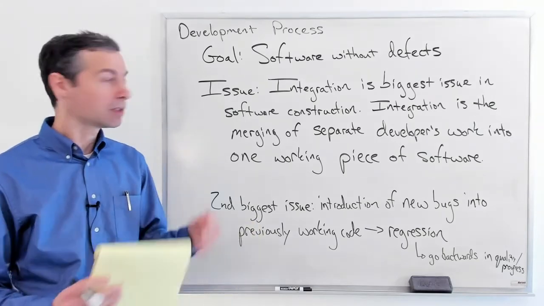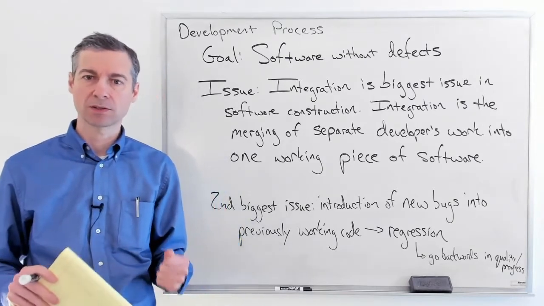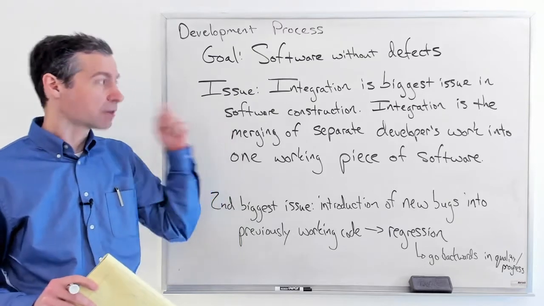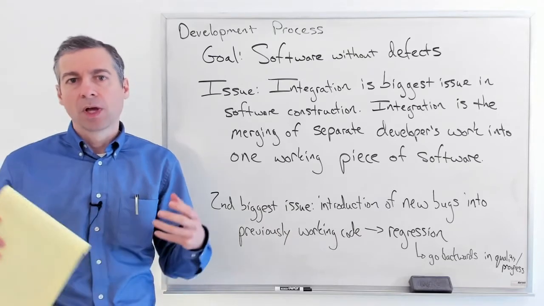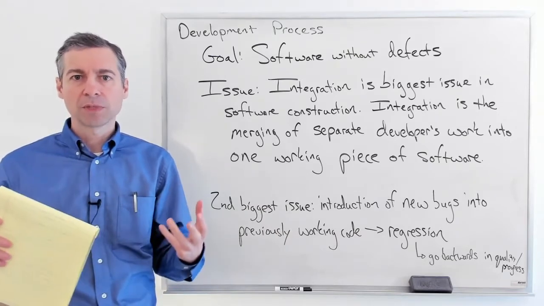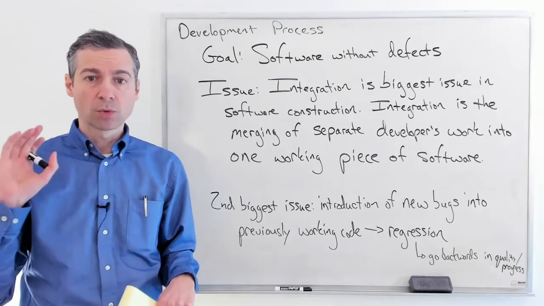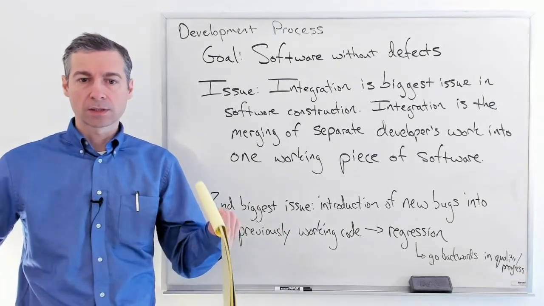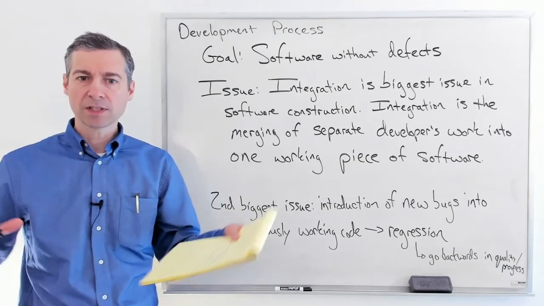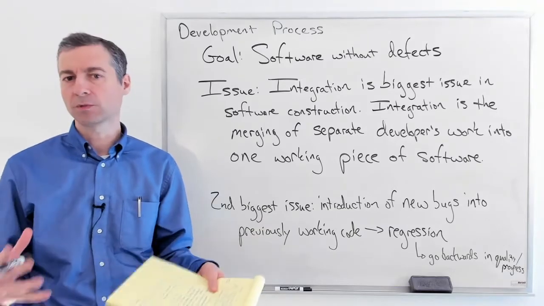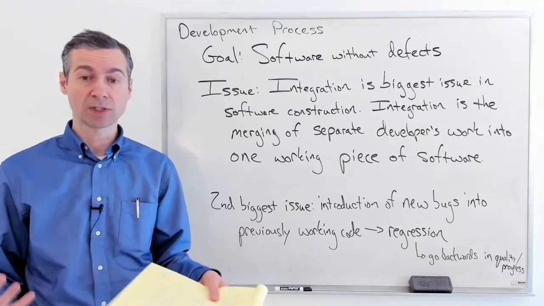Well, it turns out that the biggest issue that we really face to this problem is integration. We're working in a team environment. So our problem is really, how do we get a bunch of developers or engineers to work together such that they're able to build this cohesive piece of software? And this integration problem, if we don't do it right, we often will just end up with software that doesn't work. And that's the biggest defect of all.